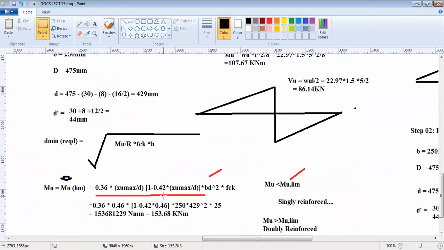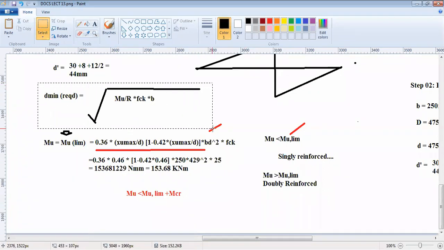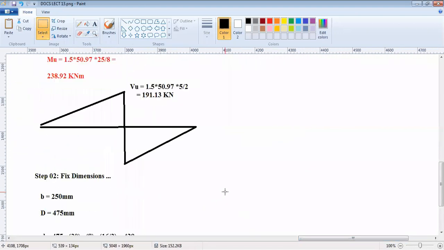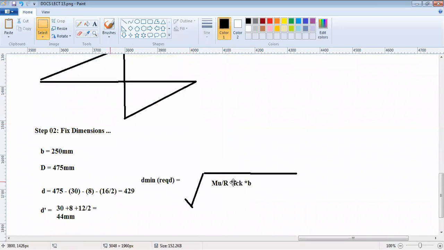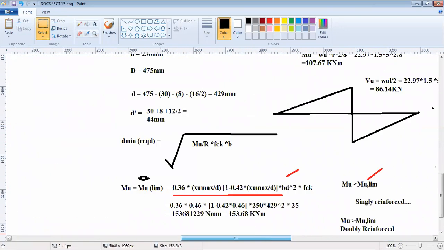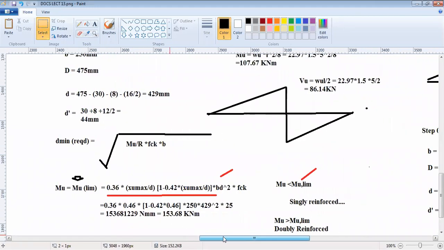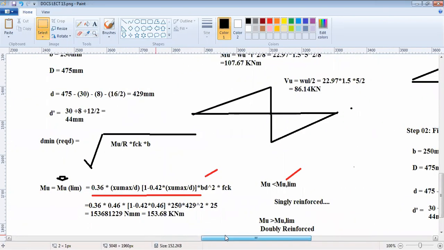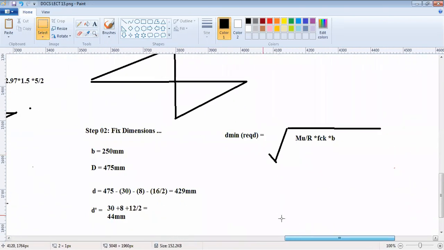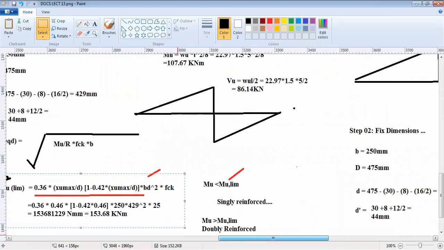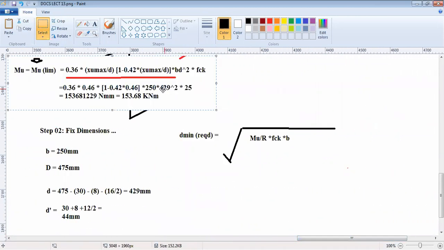Now, d minimum required as per this formula would be... so how much would that be required? d minimum for this section as per this formula would depend, first of all, upon the Mu limiting. Now that is this, and we have not changed any of these parameters. So Mu limiting is the same.